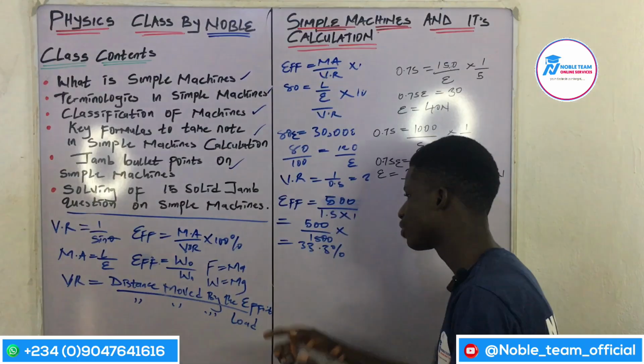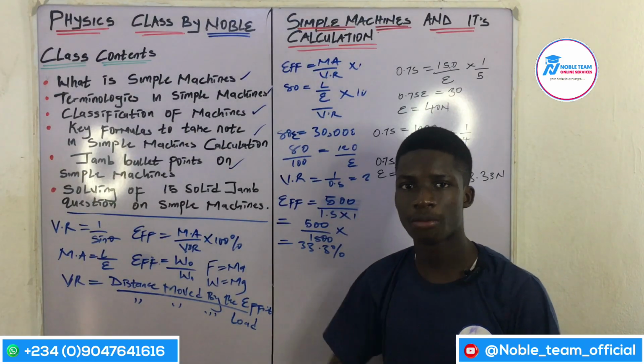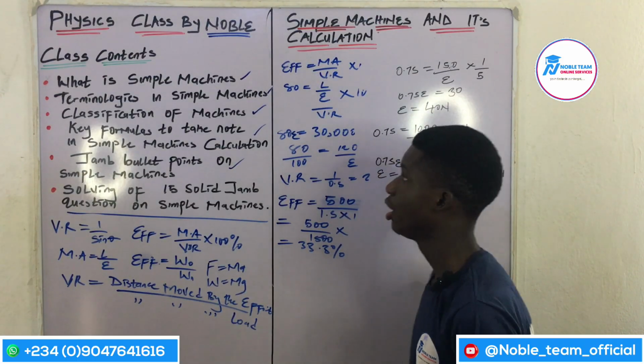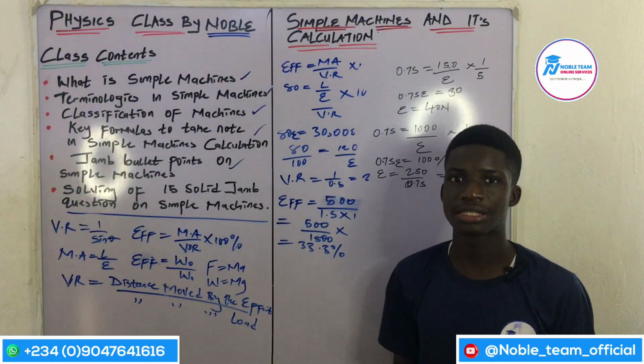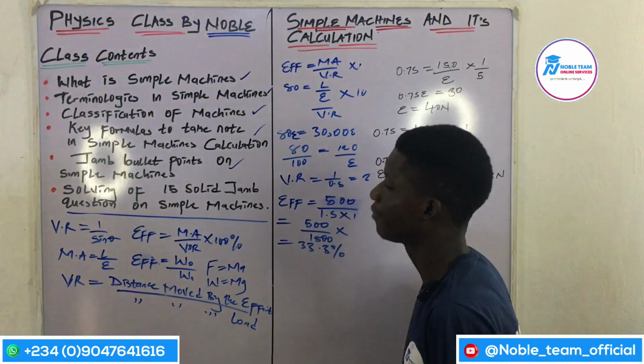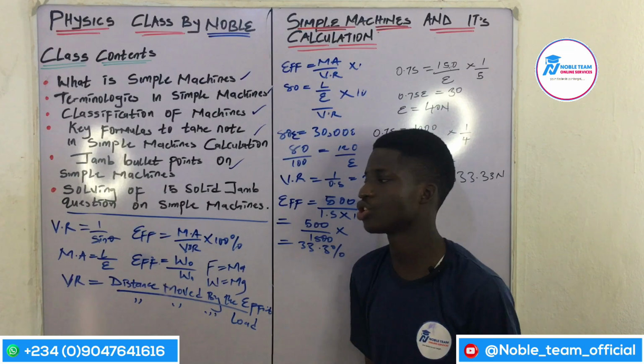Because if you don't know the velocity ratio formulas in that particular classification of machine, if you encounter questions on simple machine, you cannot solve anything. Do you understand? That is why I explained everything that you need to know under classifications of machine.